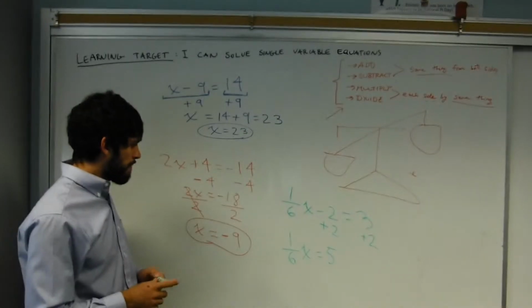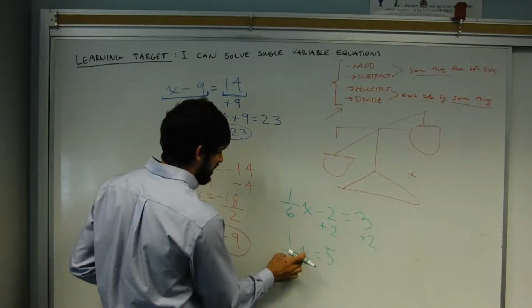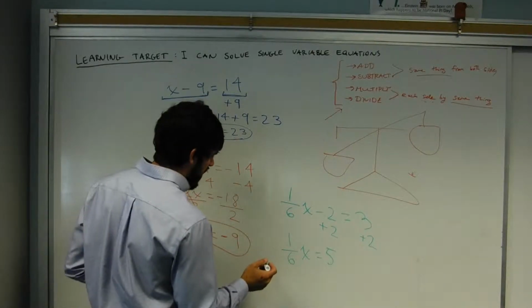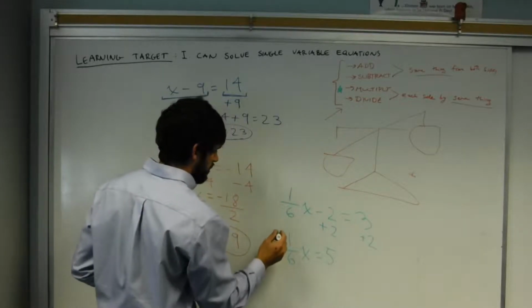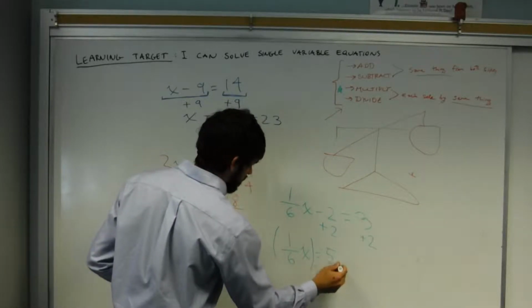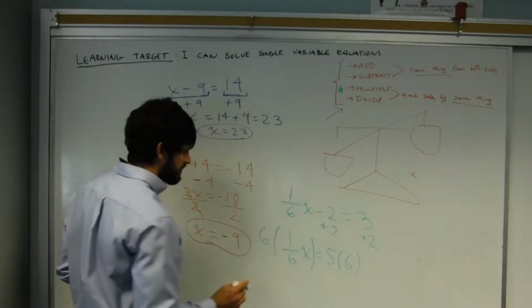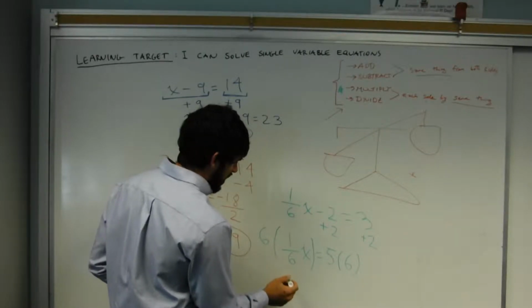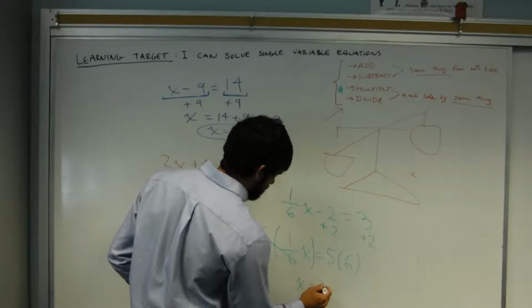So when we have a fraction, we want to get rid of this 1 over 6, right? So the way we're going to do that is by using the multiplication property to multiply both sides of this equation by 6. And these 6's will cancel out. We'll get x equal to 5 times 6, which is equal to 30.